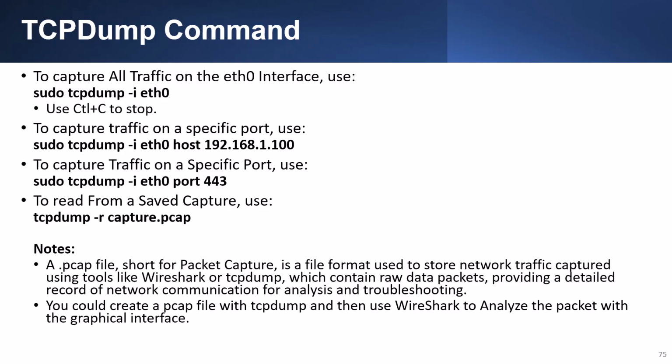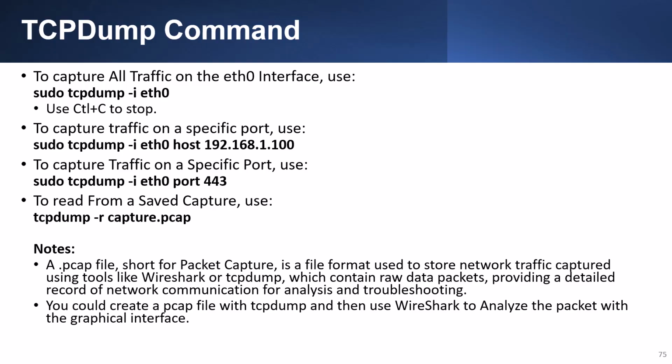To capture all traffic on the Ethernet interface, you use sudo tcpdump -i eth0. Use Control-C to stop. To capture traffic for a specific host, use sudo tcpdump -i eth0 host and the IP address. To capture traffic on a specific port, use sudo tcpdump -i eth0 port and the port number.